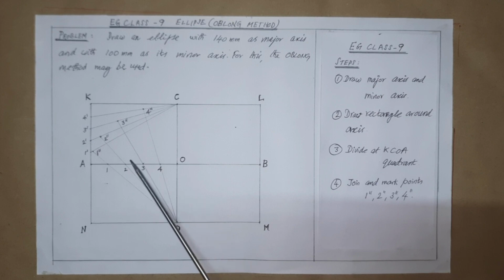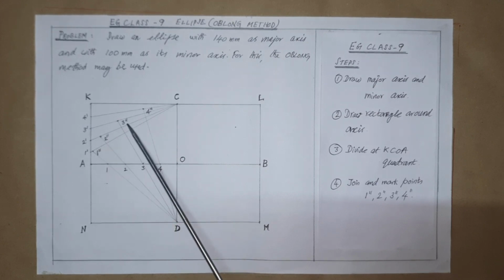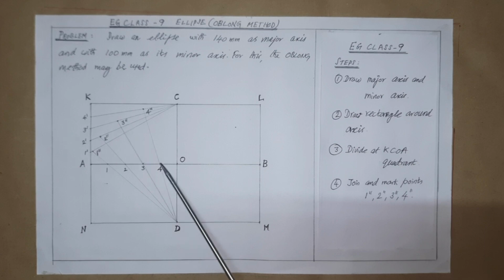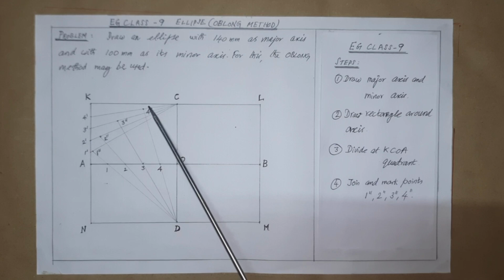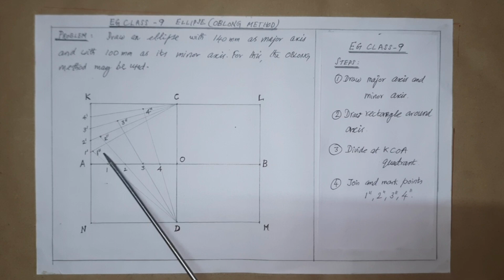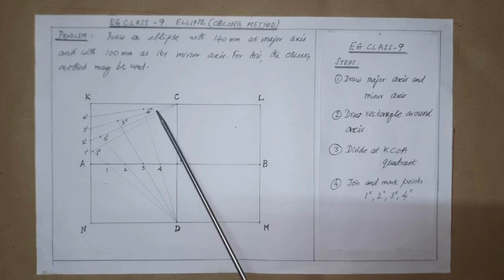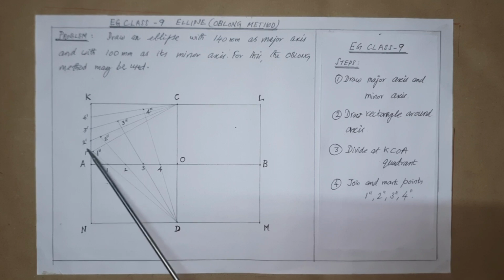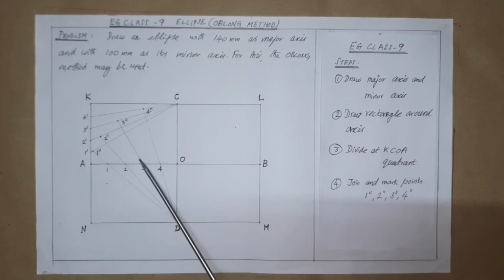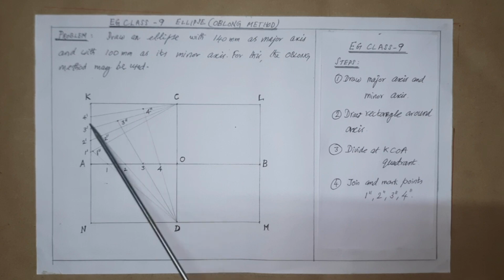D3 meets C3 dash at 3 double dash. D4 meets C4 dash at 4 double dash. So that we can mark these points as 1 double dash, 2 double dash, 3 double dash, 4 double dash as shown here. Remember the 1, 111, 222, 333, 444 all are in the same group to avoid the mistake.